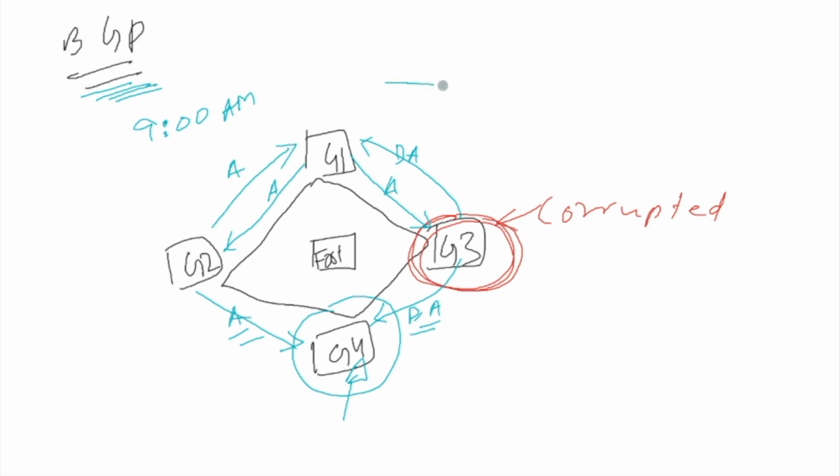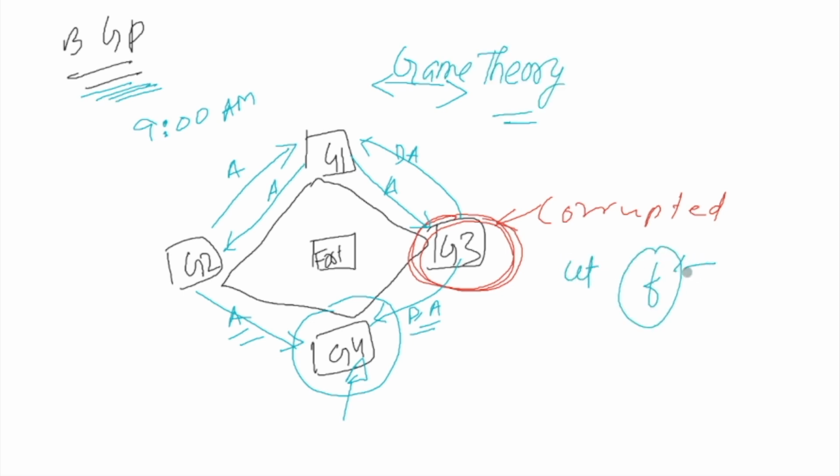This is a problem you can learn in game theory. Let's take f as the number of nodes which are corrupted in a network, or we can say faulty nodes. Then the total number of nodes in a properly working system can be defined as 3f plus 1.